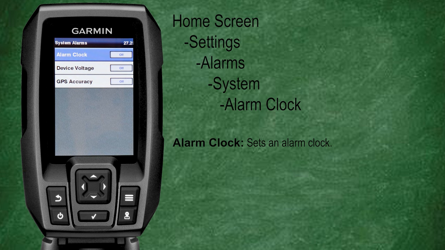We're going to look at how to add and adjust the depth line first. Let's scroll down to the depth line. Now use the Enter key to turn the depth line to show. Now we can hit the Back key until you return to the sonar screen.